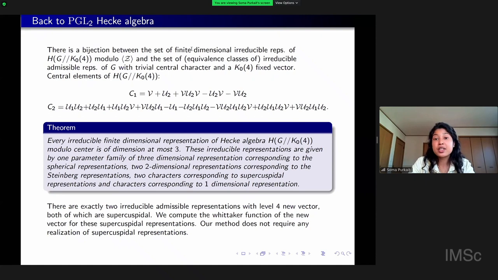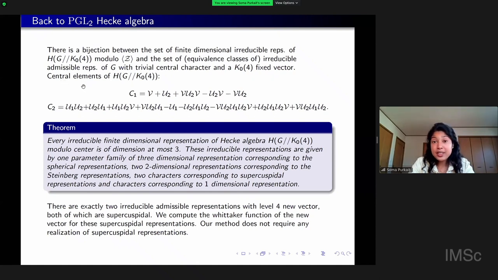a bijection between the set of finite dimensional irreducible representations of the Hecke algebra and irreducible admissible representations of GL2(Q2) with the trivial central character and having a K0(4) fixed vector. So in some sense, we know the Hecke algebra nicely. We want to figure out what the finite dimensional representations of the Hecke algebra are, and get whatever information we can on the irreducible admissible representations. Some of the things are known and some of the things might be new.